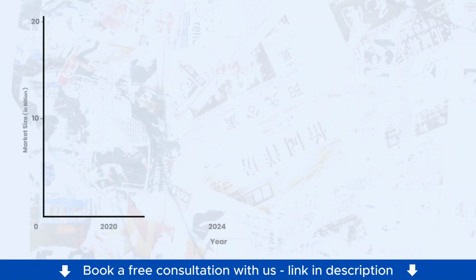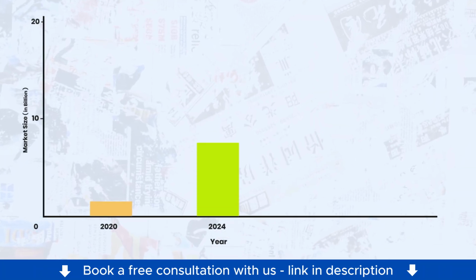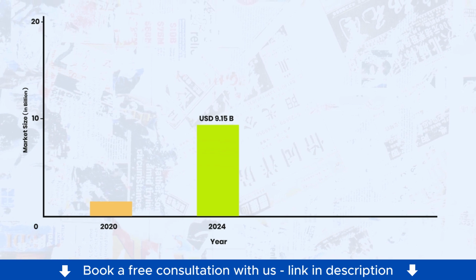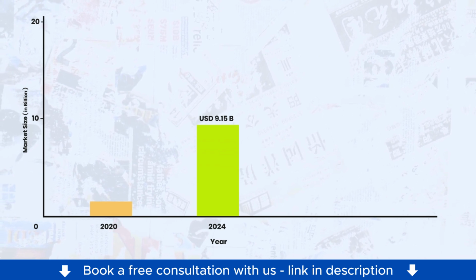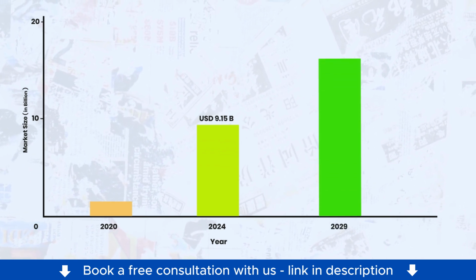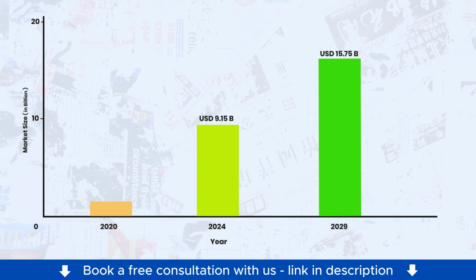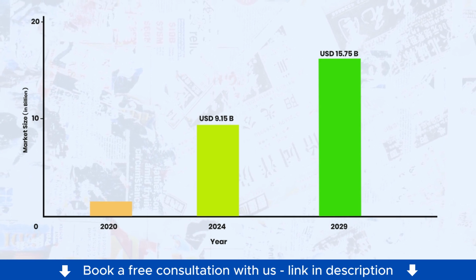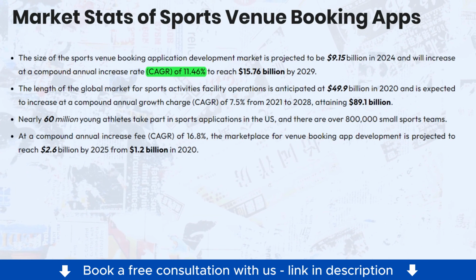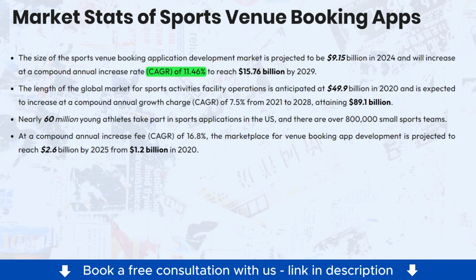The sports venue booking app market is exploding. This year alone, it's expected to reach a massive 9.15 billion. And that's not all. It's projected to grow even faster, hitting 15.76 billion by 2029. That's a growth rate of 11.46% every year.